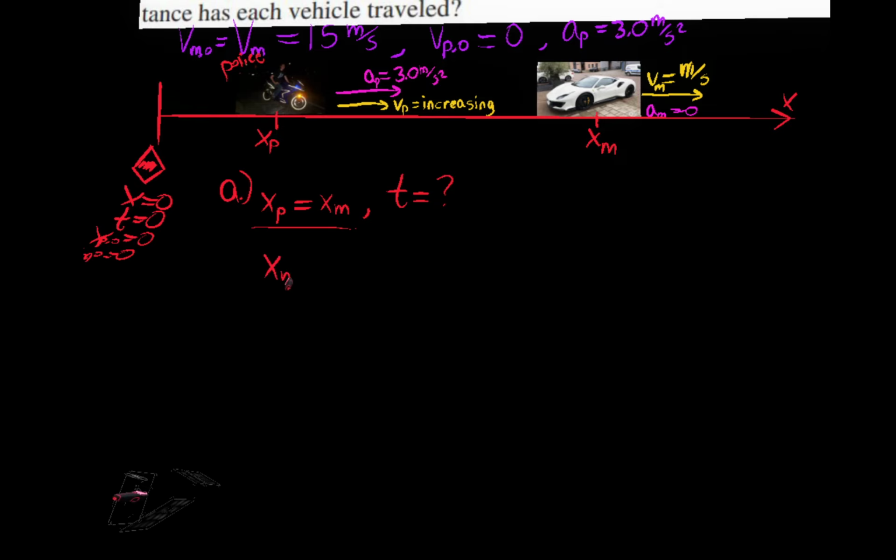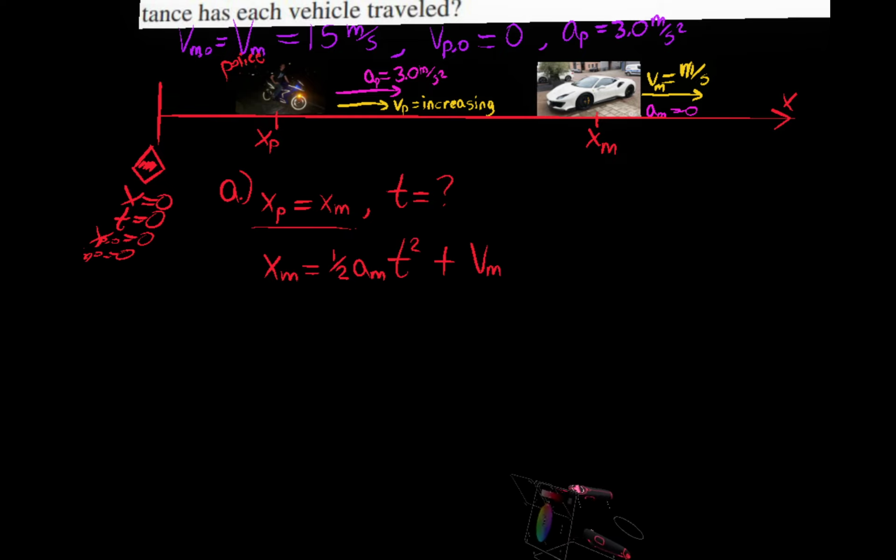So xm is equal to 1/2 a of the motorist times t squared plus v of the motorist, and this is all in the x direction, it's implied. We're working on a linear path, the road is straight, times t plus the initial position of the motorist, so xm naught. Oh, this is the initial velocity of the motorist here.